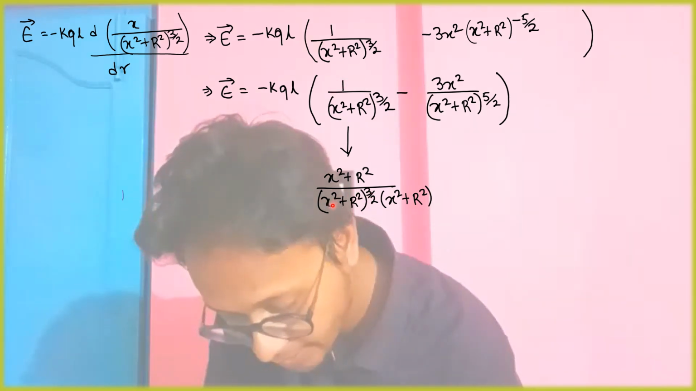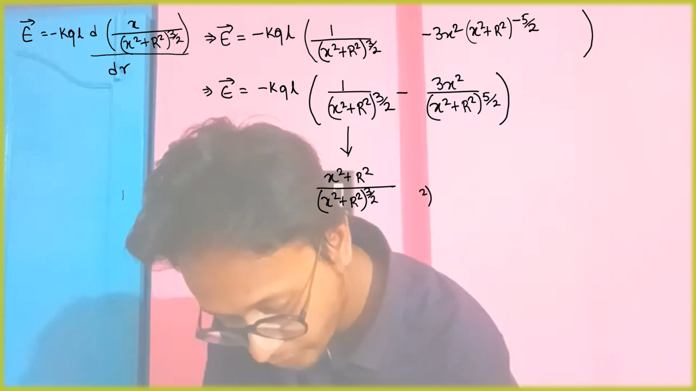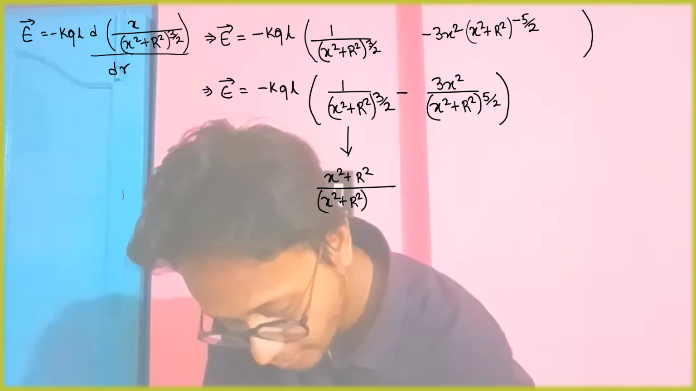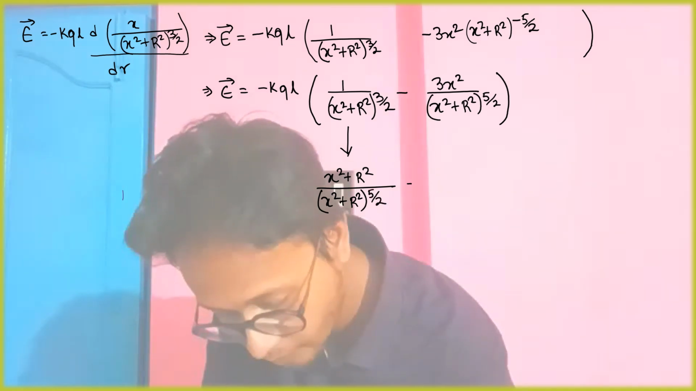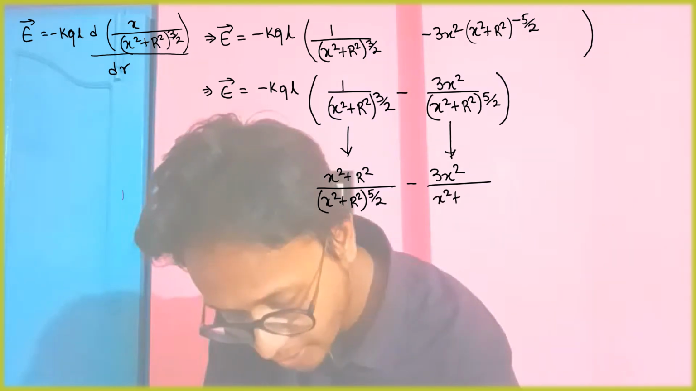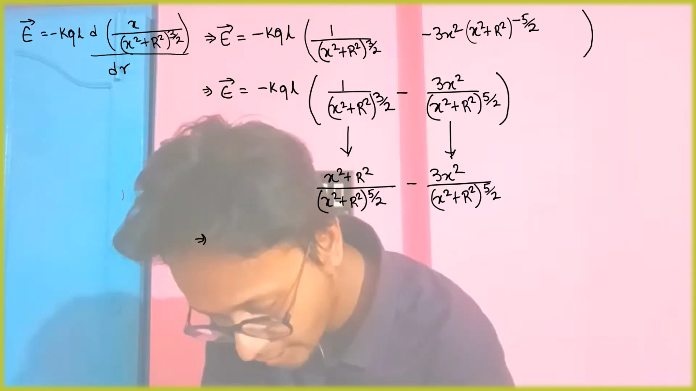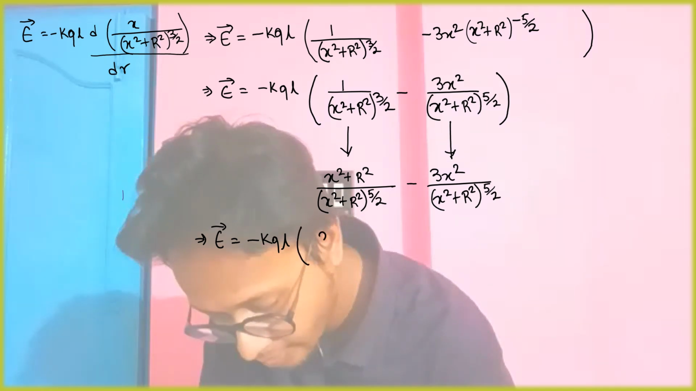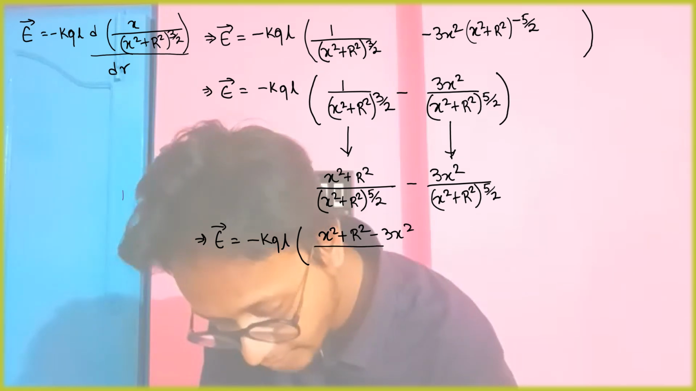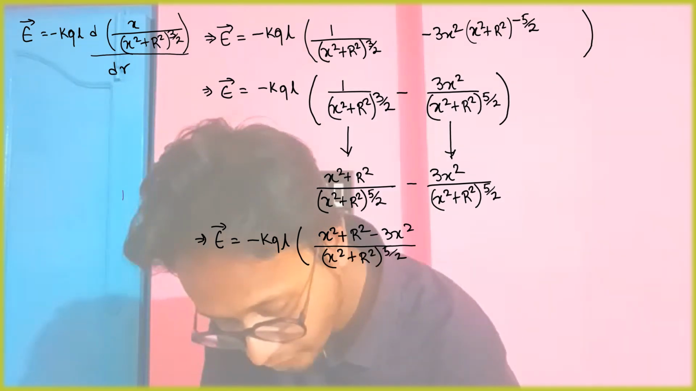Now if I multiply, 3 by 2 plus 1 is nothing but 5 by 2. So if I add this x square plus r square out here, it would become 5 by 2, minus 3x square. This term is nothing but (x square plus r square) to the power 5 by 2. Now you have the same denominator. For electric field equal to minus kql, I can take the common LCM: (x square plus r square minus 3x square) divided by (x square plus r square) to the power 5 by 2, isn't it?